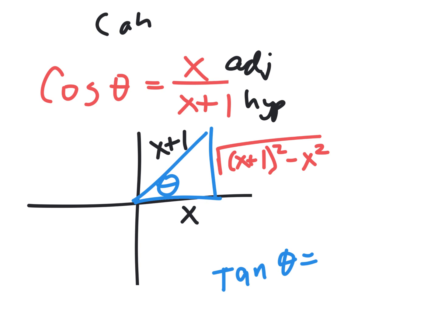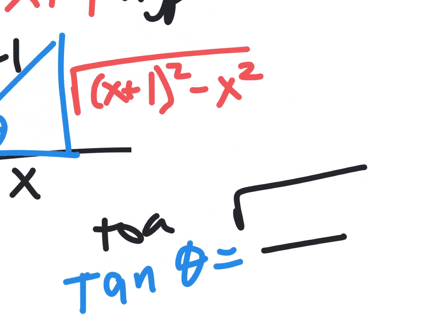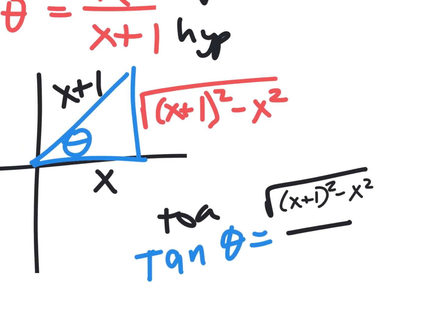So you really need to take lots of time drawing your little triangles, labeling your sides, be careful with negatives, figuring out what quadrants you're in. Because once this is done, it just comes down to so ka toa, and tangent is toa. So I need the opposite side over the adjacent side. So here's the opposite side, square root of, and could I multiply that out? Sure. And in fact, on the test, you probably would want to, but I'm just going to go like this for now to save time. Over adjacent, which is x, and there we go.